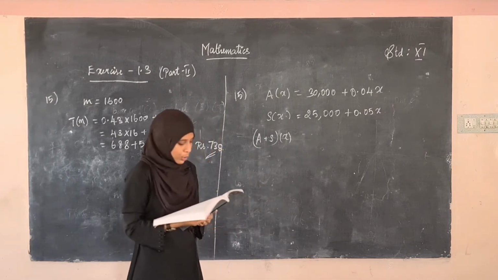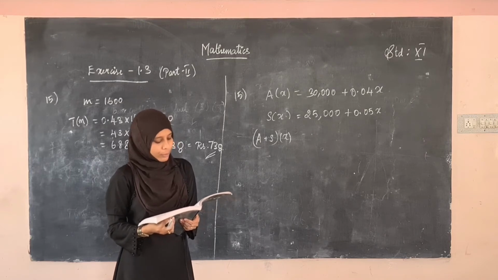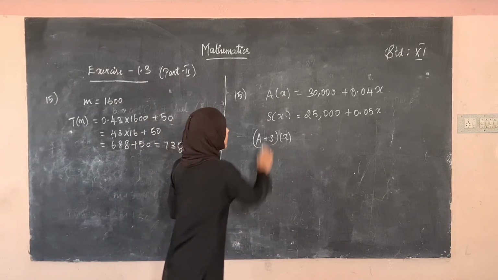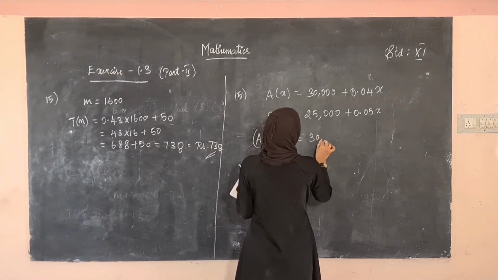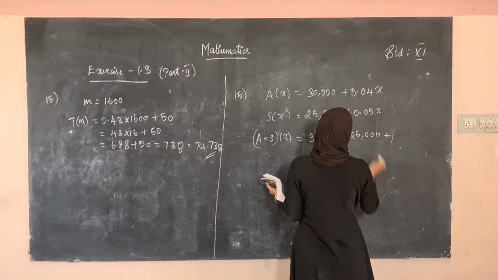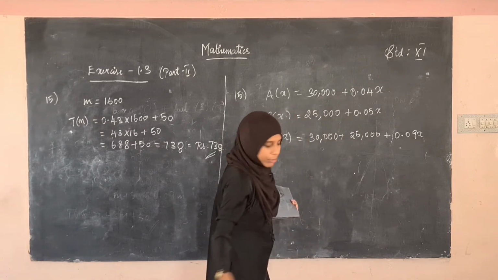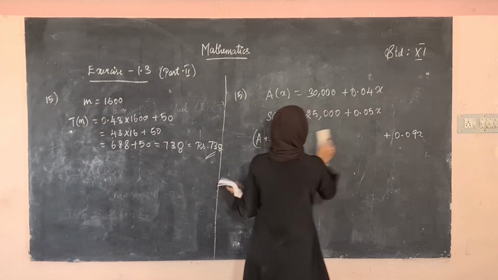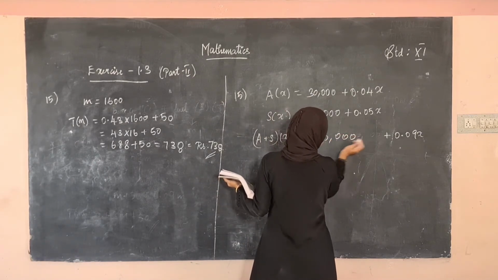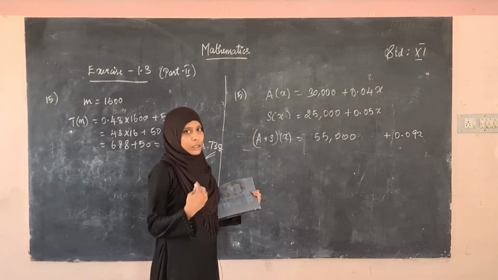We have to find a plus s of x and determine the total family income if they each sell rupees 1,50,00,000 worth of merchandise. First you have to find this a plus s of x, that is, you have to add both. 30,000 plus 25,000 is 55,000, plus 0.09 into x. This is the total earnings of the whole family.